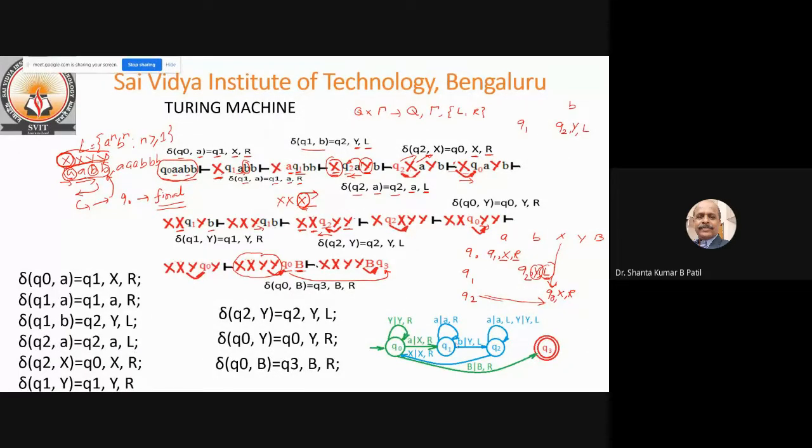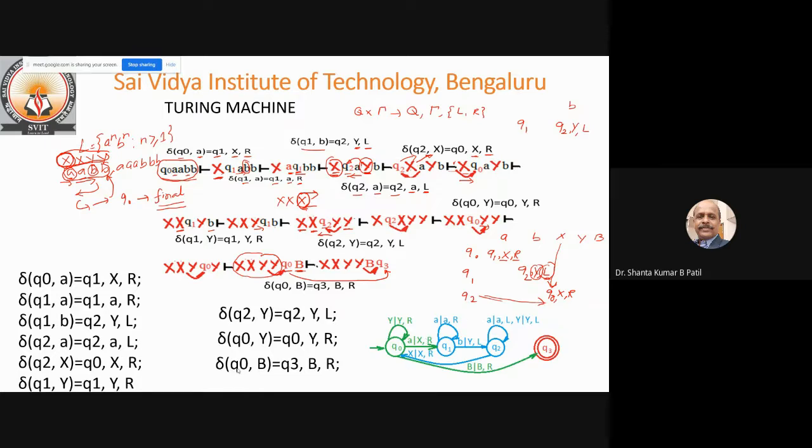So on both sides, Q2, Q2 is there. Whenever it comes across A, it is kept as it is and it keeps moving toward the left side. When Q2 comes across X, the state changes from Q2 to Q0. For Q2, input is X, output is also X, and it starts moving toward the right side. This is how you can convert the transition function into the transition diagram.